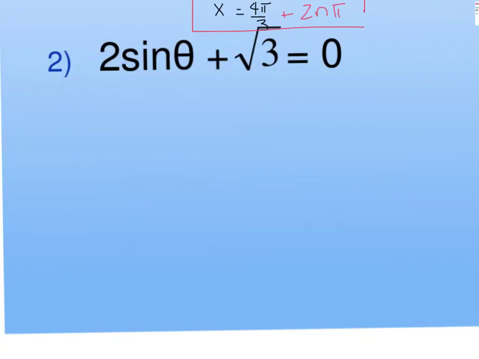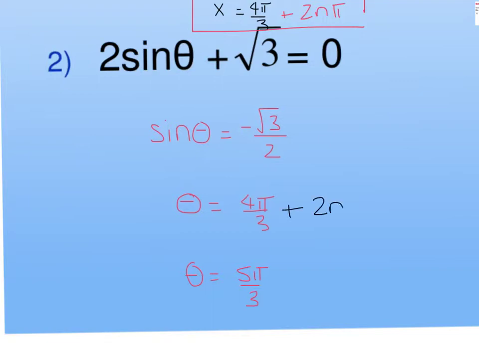All right, here I want to do something similar. I'm going to subtract root 3 and divide by 2. Sine is negative in quadrants 3 and 4. It's specifically negative root 3 over 2 at 4 pi over 3 and at 5 pi over 3. This would be a solution on the interval from 0 to 2 pi. However, I want all solutions, so plus 2n pi.